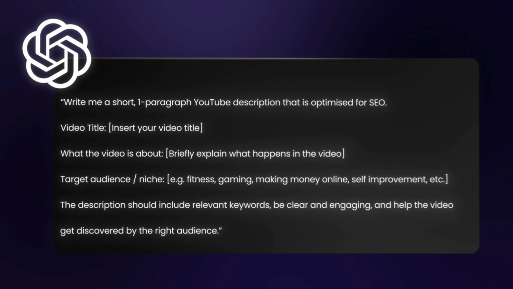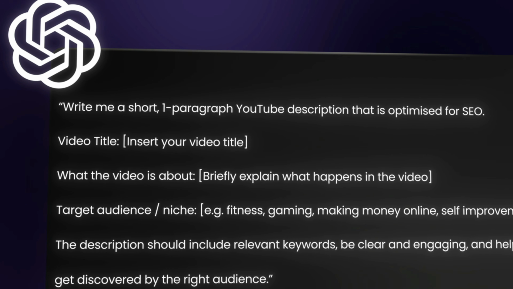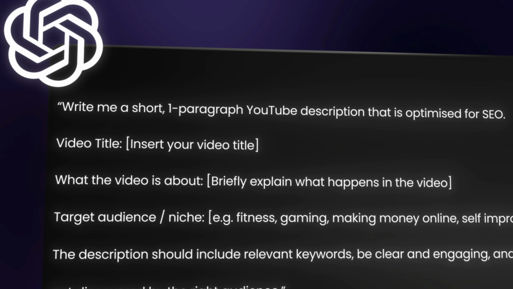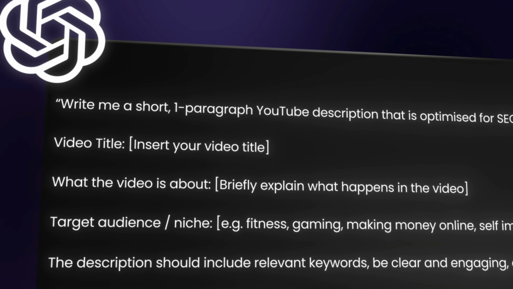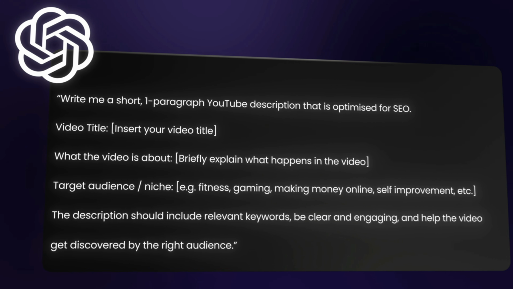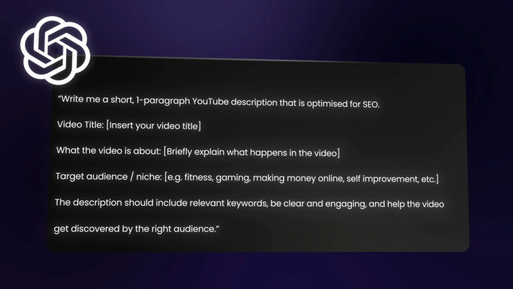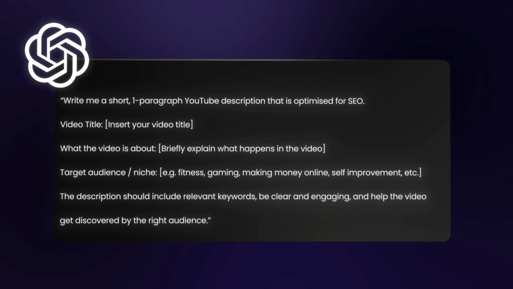It literally just says, write me a short 1-sentence YouTube description that is optimized for SEO. The video title is X. What the video is about is, this is where you briefly explain what happens in a short. My target audience or niche is this, just fill in your target audience and niche. And then it just says the description should include relevant keywords, be clear and engaging, and help the video get discovered by the right audience. And there you go. It will literally take you 20 seconds every time you post a new short, but it gives you that extra bit of boost.